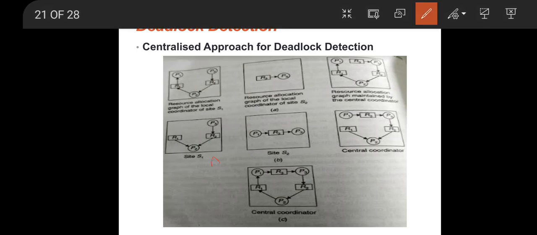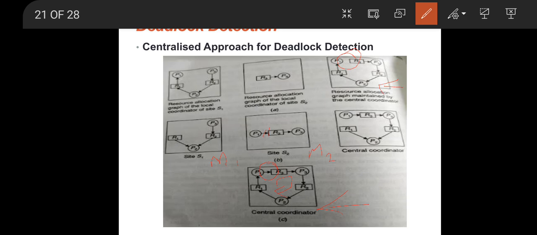suppose this is your message M1 and this is the sending message M2. M2 says to add an edge from P1 to R3. Now this is the current global wait-for graph. When the central coordinator receives M2, it will add an edge from P1 to R3. Previously there was no edge, now the edge is added. As soon as the edge is added, the central coordinator will find that a cycle has occurred. That means the system is in a deadlock condition, and it will initiate the deadlock recovery mechanism. In the recovery mechanism, some process might be rolled back or terminated.